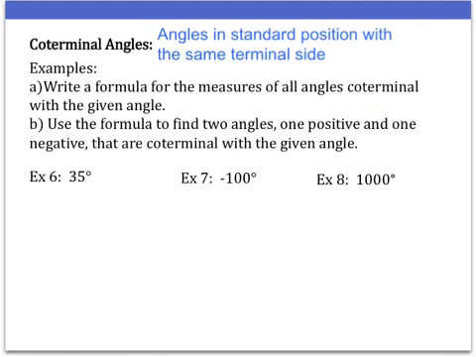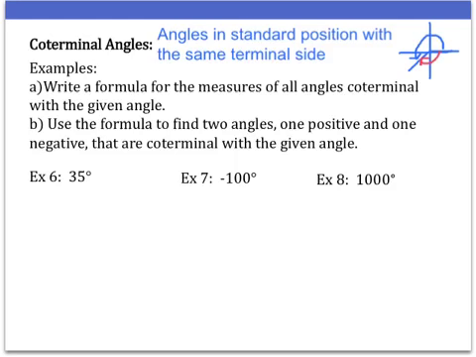Alright, coterminal angles. Angles in standard position with the same terminal side. This means that they're going to start in the same place and end at the same place, but not necessarily go around your x-axis the same amount of times. So an example of this is if you have an angle that goes this way, it's positive. But if you measure it the other way, it's negative, but they end in the same place, but they have different angle measures. So that's what coterminal means.